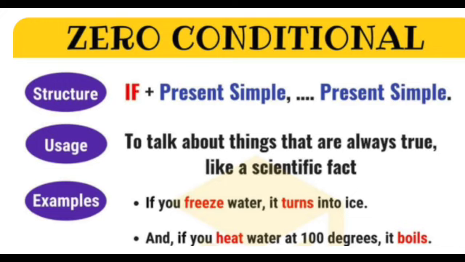The type 0, zero conditional statement, is used to talk about scientific facts, scientific truth, general truth, which are always true in nature. We use zero conditional to talk about something true, something definite. Let's see what its rules are and how we can frame a sentence using it. Each conditional statement goes with an if clause.